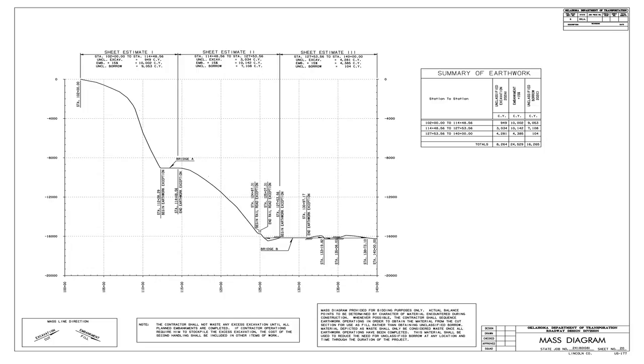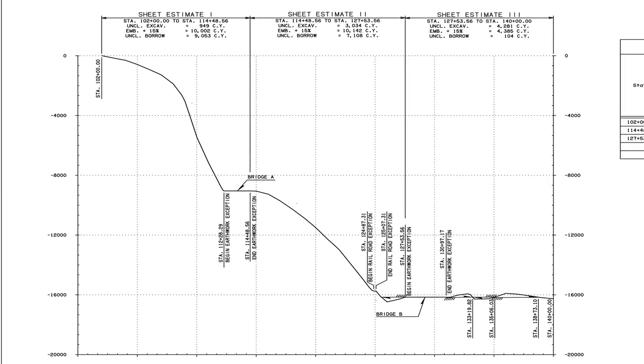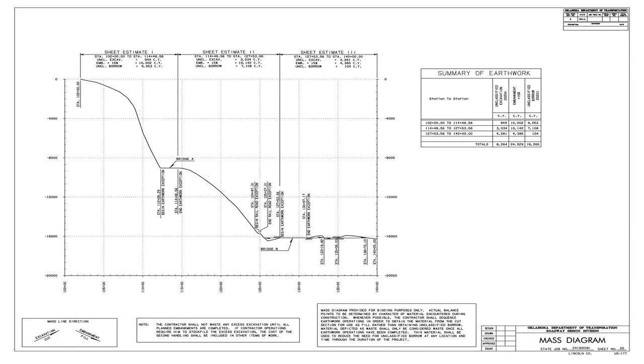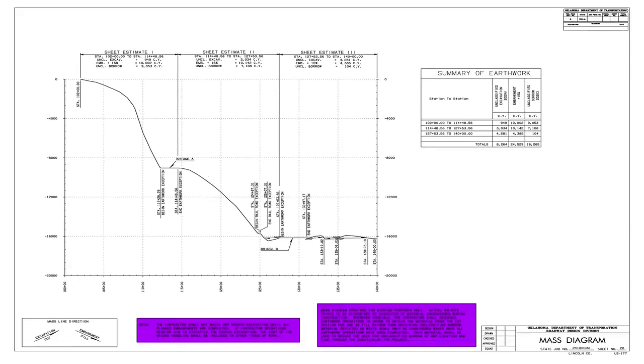Other items which are noted on the mass diagram sheet are bridge locations. Please note that these are not the actual bridge begin and end stations. Below the graph, there may be notes added for contractors or other readers. These notes will contain information important to the reader for grading the project.